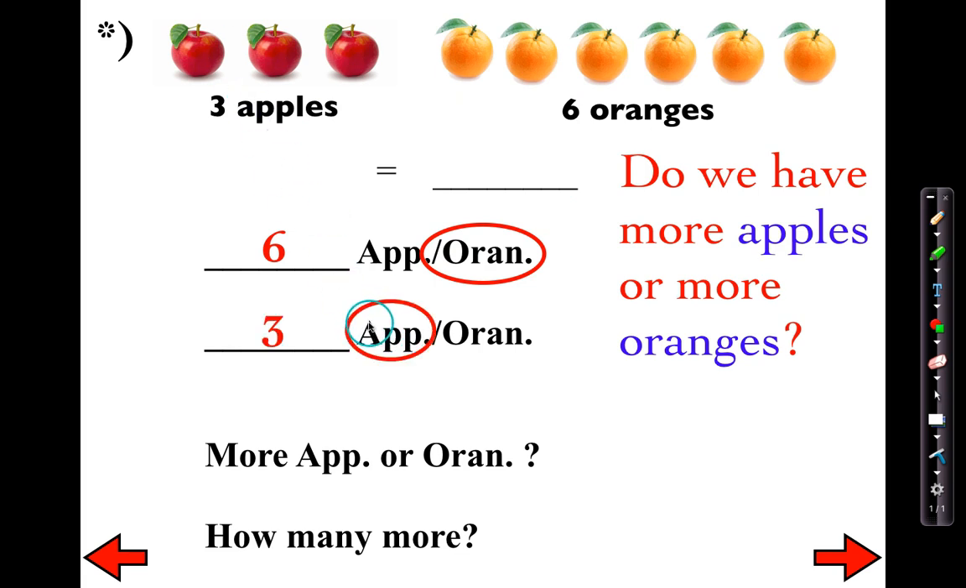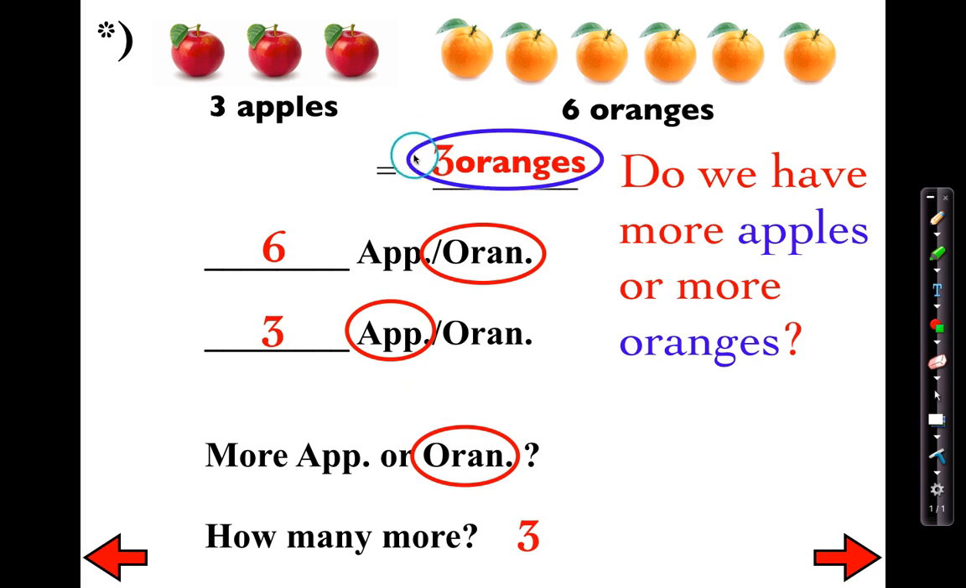So the next question is, do we have more apples or do we have more oranges? Hopefully your answer is oranges. But the question is, how many more oranges are there than apples? Well, if there's 6 oranges and 3 apples, I would definitely say there are 3 more oranges than there are apples. So I would say there's 3 more oranges.